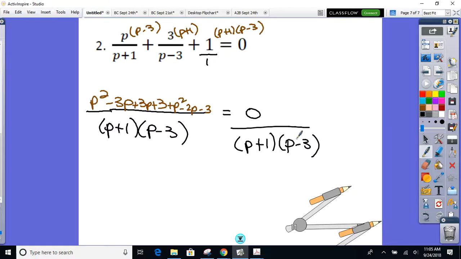Okay, drop the denominators. How many p squareds do I have up top? 2p squared. Okay, go with me. The 3p's are gone, right? But I still have a negative 2p. What about the 3's? They're gone. So that's it right there, guys. That is it. That's all I can do. What's common in both that I could take out? 2p. So I'm left with p minus 2.